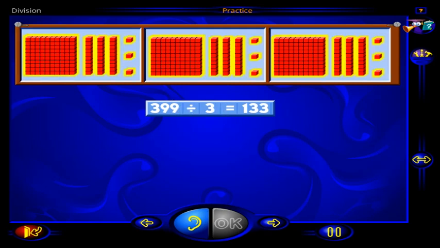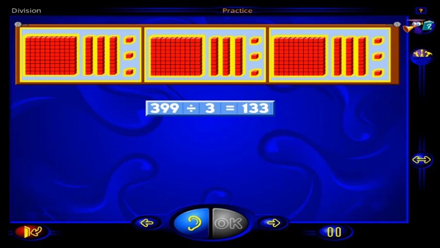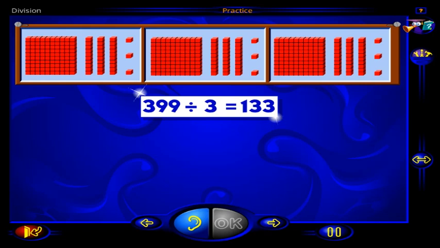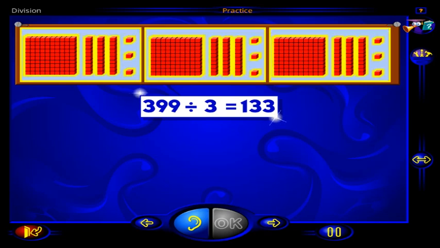The number of blocks in each group is the quotient. Each group has 100, 3 tens, and 3 ones, which means that the quotient is 133. So the number sentence, 399 divided by 3 equals 133, shows how the blocks have been divided.